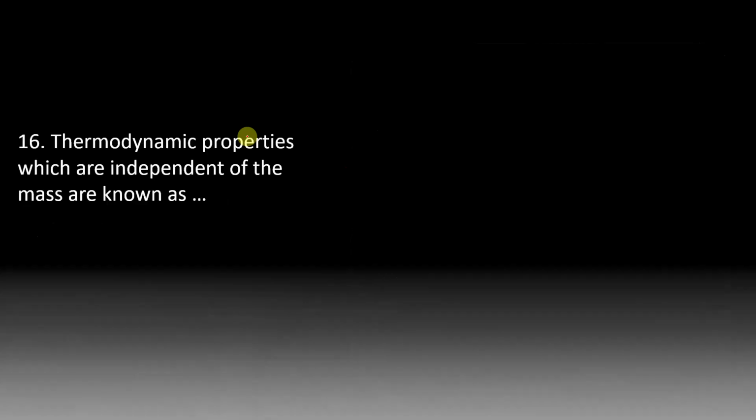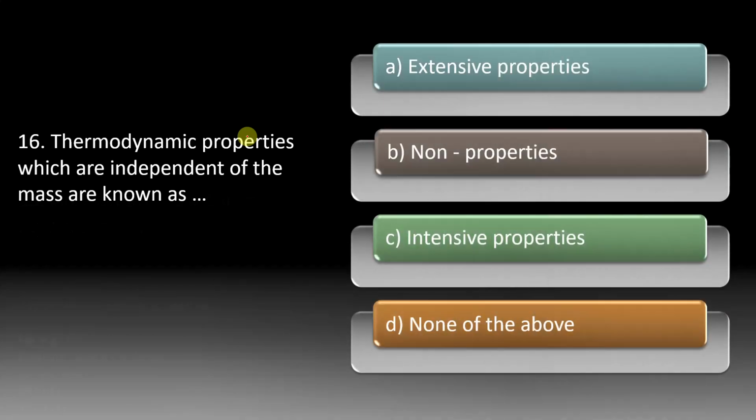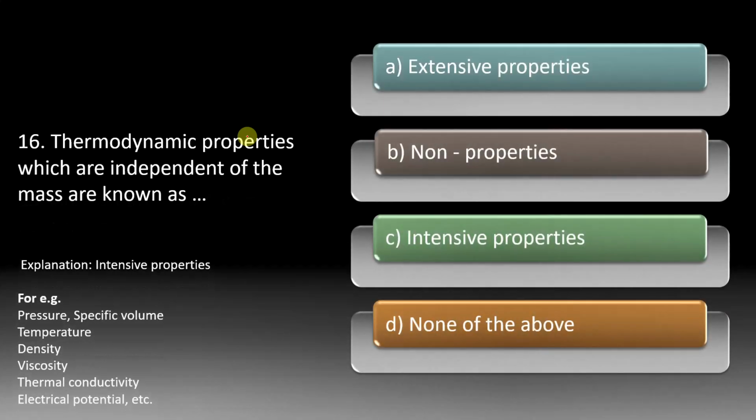Now, thermodynamic properties which are independent of the mass are known as the. The answer is intensive properties, the properties which are not dependent on the mass. For example, pressure, specific volume, temperature, density, viscosity, thermal conductivity, and electrical potential. These are nothing but the intensive properties of the system. So option C is the correct option.